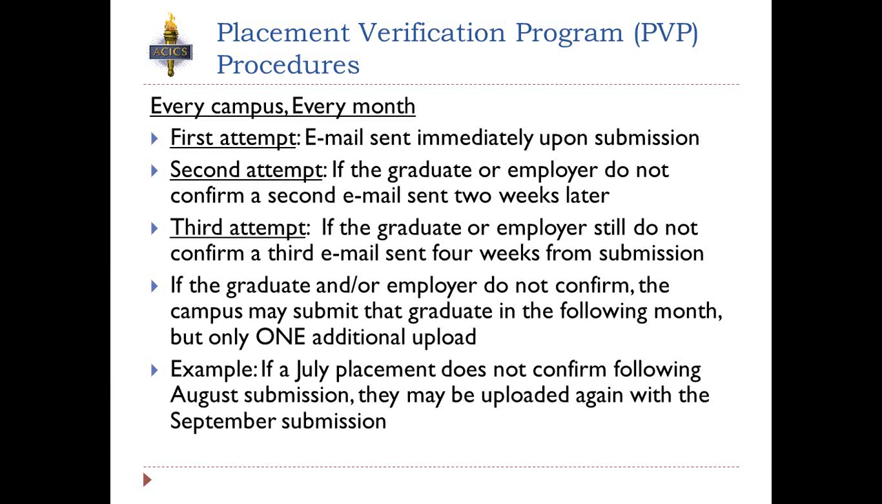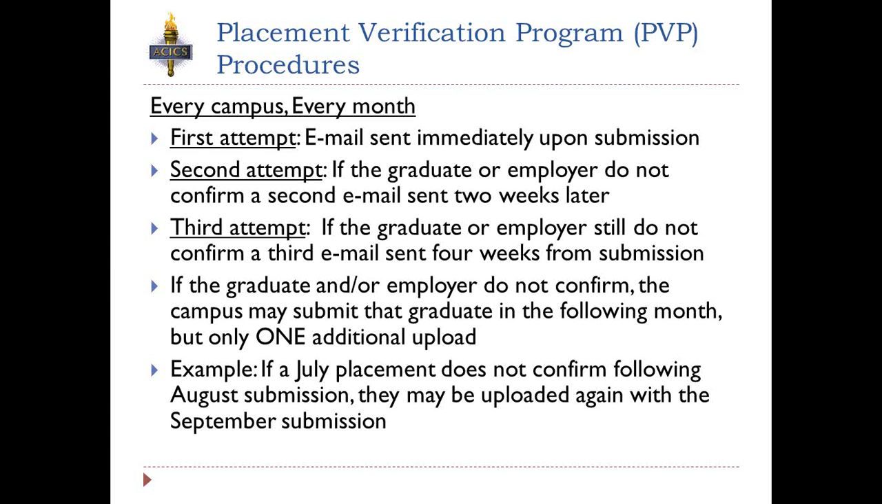However, if the graduate and employer do not confirm in those 3 attempts, for purposes early in this process, so definitely for the first few months, we will allow the campus to submit that graduate in the following month, but only 1 additional time will they be able to do it. So essentially, if the student or graduate's not able to be confirmed after the first 3 attempts, the first time it's uploaded in the spreadsheet, you'll be allowed to upload that student 1 additional time to see if the next 1, 2, or 3 emails would confirm the graduate. So you'd be able to do it twice.